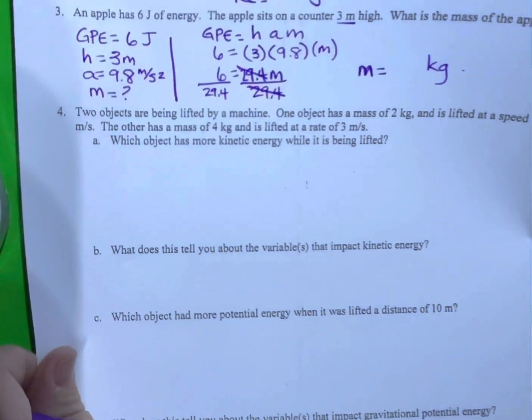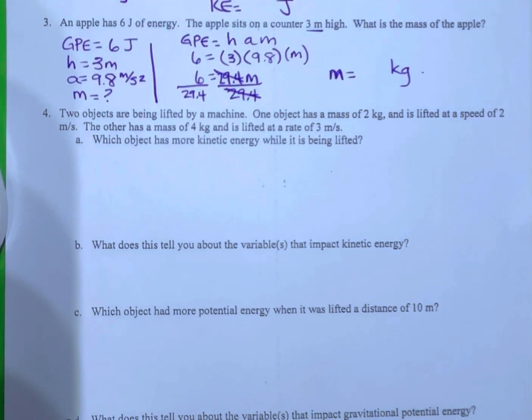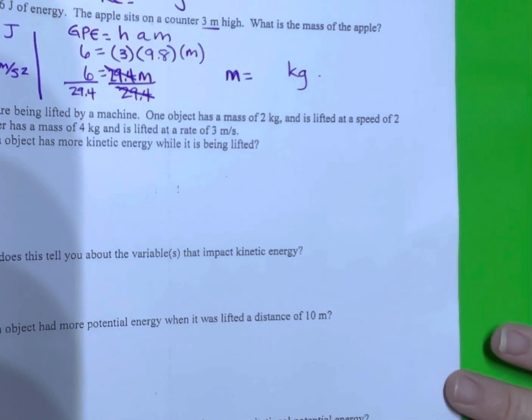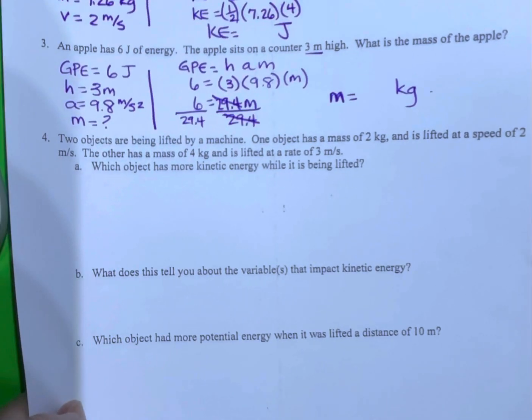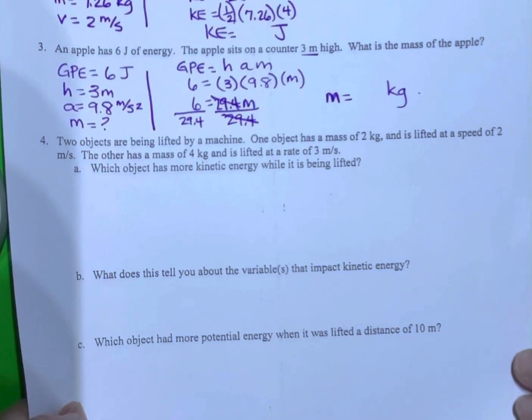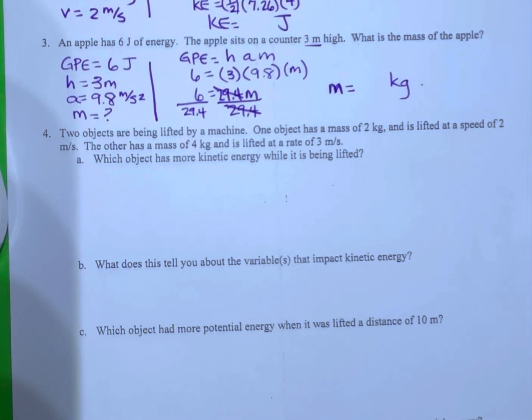Number 4, 2 objects are being lifted by a machine. One object has a mass of 2 kilograms and is lifted at a speed of 2 meters per second. The other object has a mass of 4 kilograms and is lifted at a rate of 3 meters per second. Letter A says which object has more kinetic energy while it's being lifted. So we're going to have to figure out the kinetic energy for both objects, object 1 and object 2.